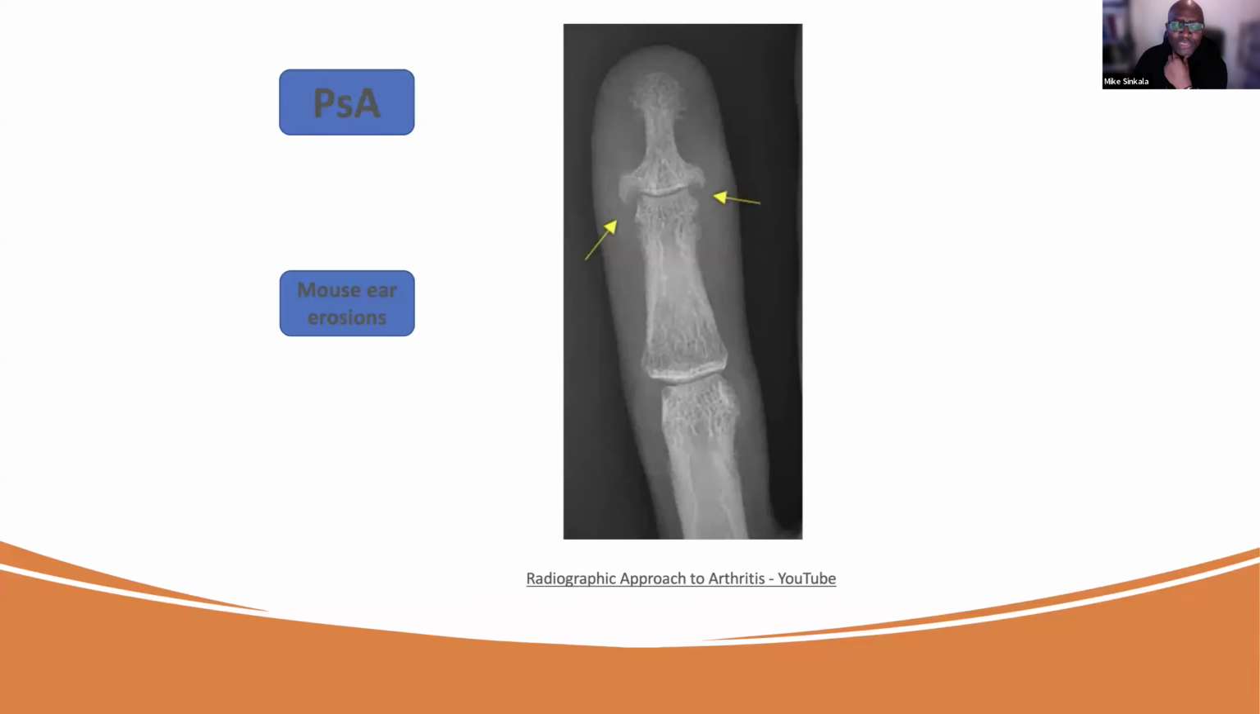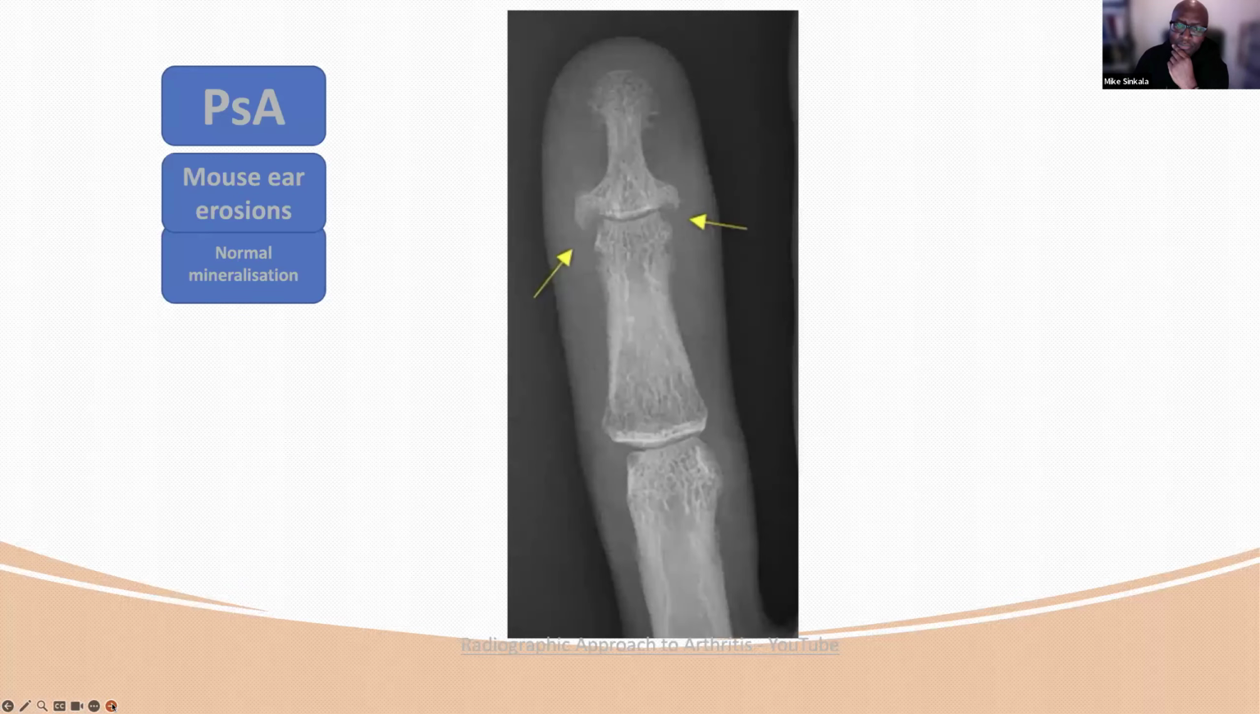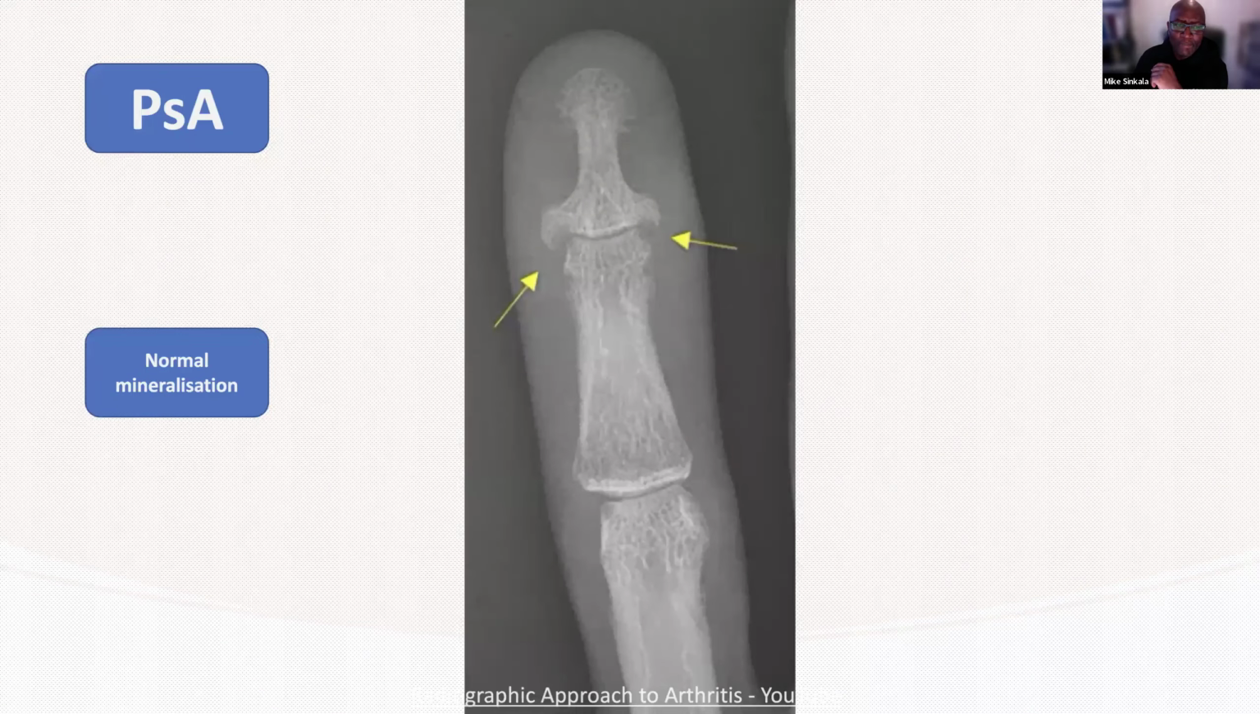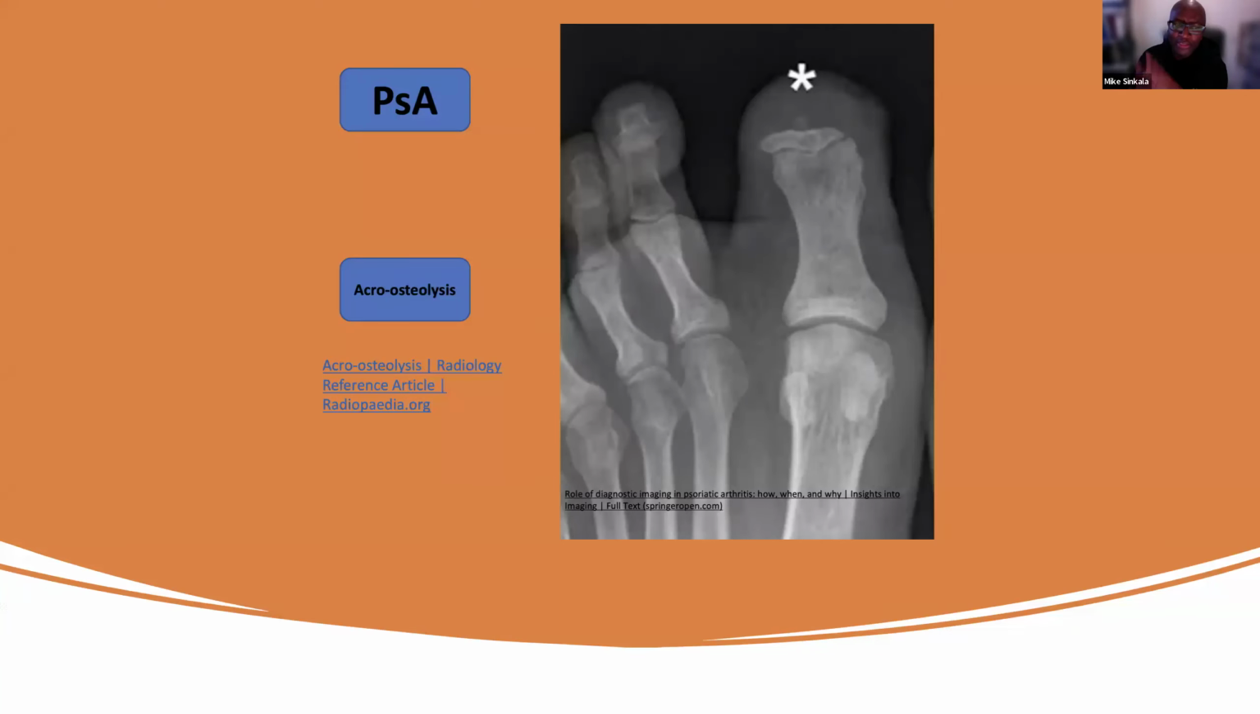Another feature is what they call the mouse ear erosions. So there are these kind of erosions, they are called the mouse ear erosions, with a sausage digit of that digit. That's psoriatic arthritis. That's how it looks. And that is psoriatic arthritis.